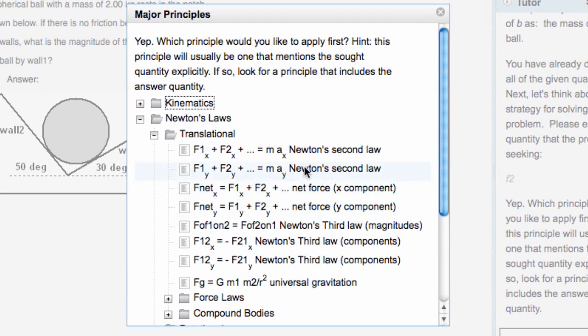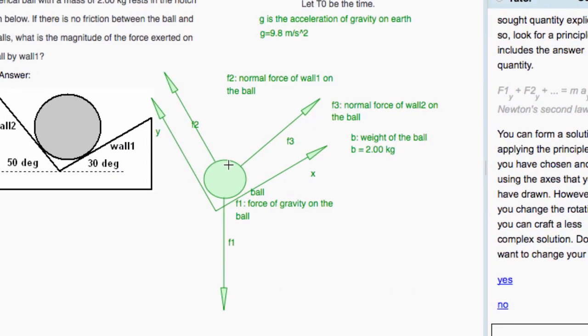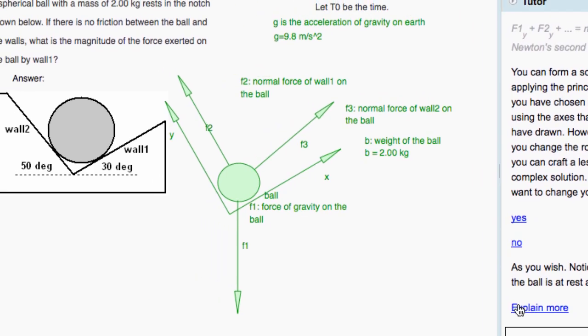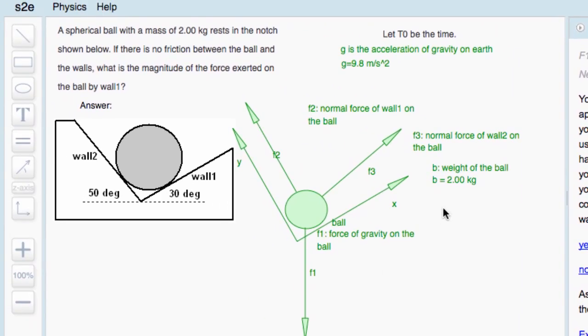Okay, so this force is a force in the y direction. So if I use Newton's second law, with the y components, that should give me my answer. So I'm going to click on this one, and it tells me that I have chosen the correct law, and it says it's going to be easier if I rotate my axis. And like I said before, I'm going to go the hard way. You can do it the easy way if you want to. So I'm going to say no. I'm not going to change my axis. So now I'm back here, and I know the principle that I'm looking for.